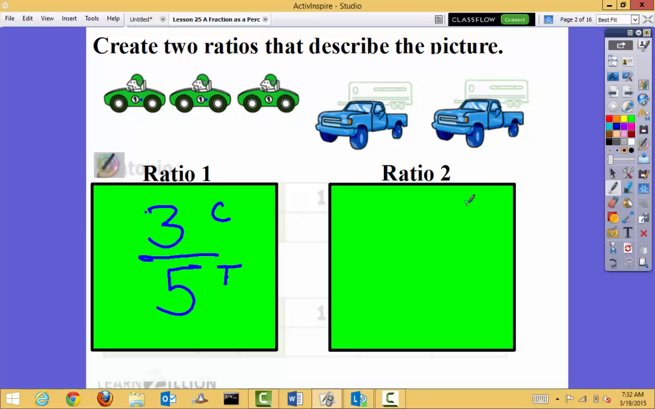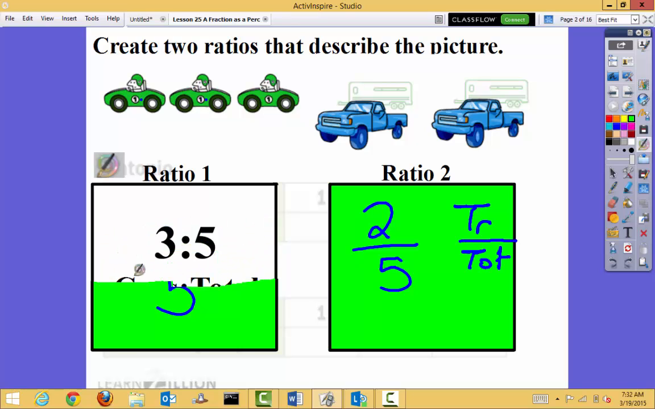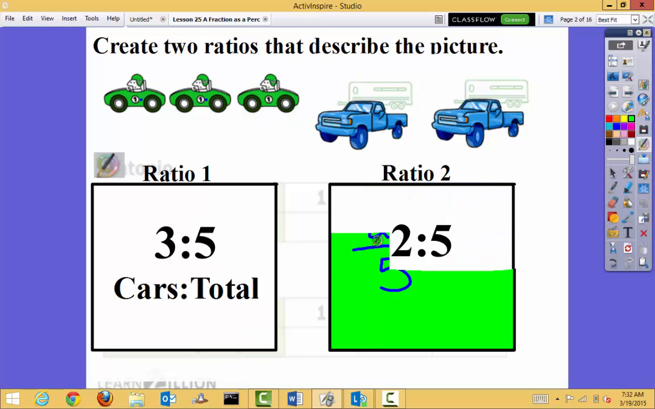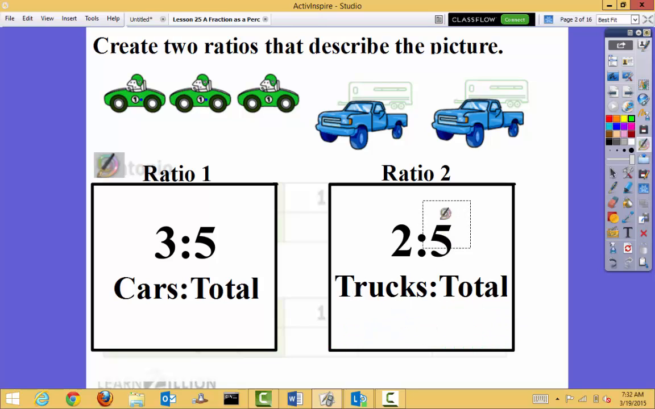Let's look at our next one. Well, what if I want to do trucks to my total? Well, what would that look like? Well, that's going to be 2 over 5. 2 trucks, 5 total vehicles. So let's just check to make sure. 3 to 5. So remember, I can do my ratios as both fractions and written like this. And then my trucks is going to be the exact same thing, only I have it written with those 2 dots for my ratios, 2 to 5.